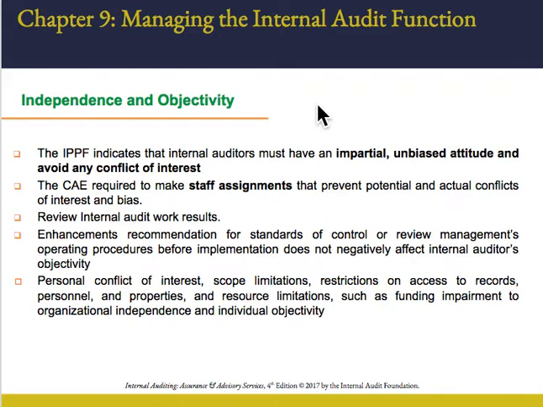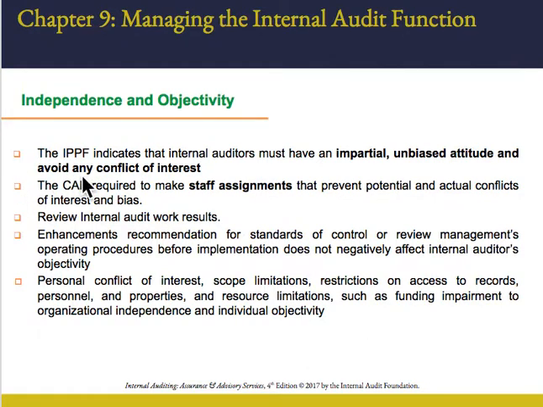avoid any conflict of interest. This is what objectivity means. The IPPF further outlined this requirement by setting forth guidance on individual objectivity, which is just the following. So these ensure that the internal audit function has the independence and the objectivity required.